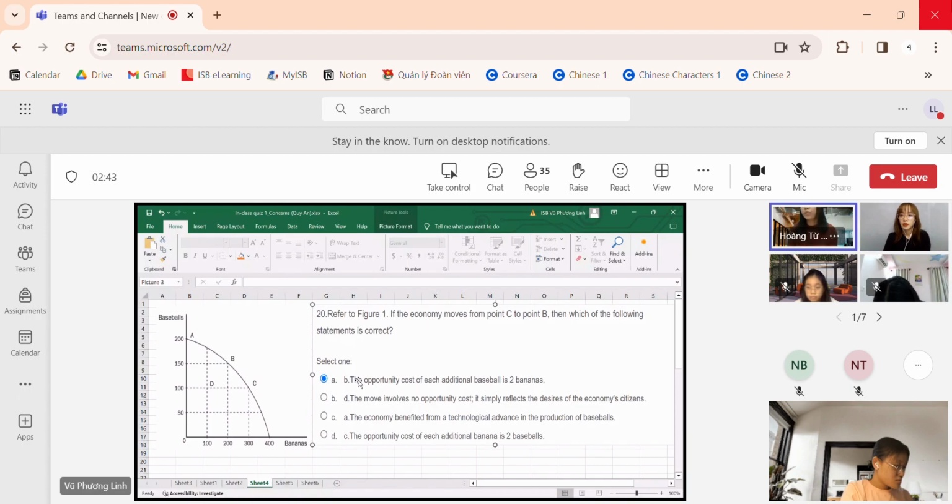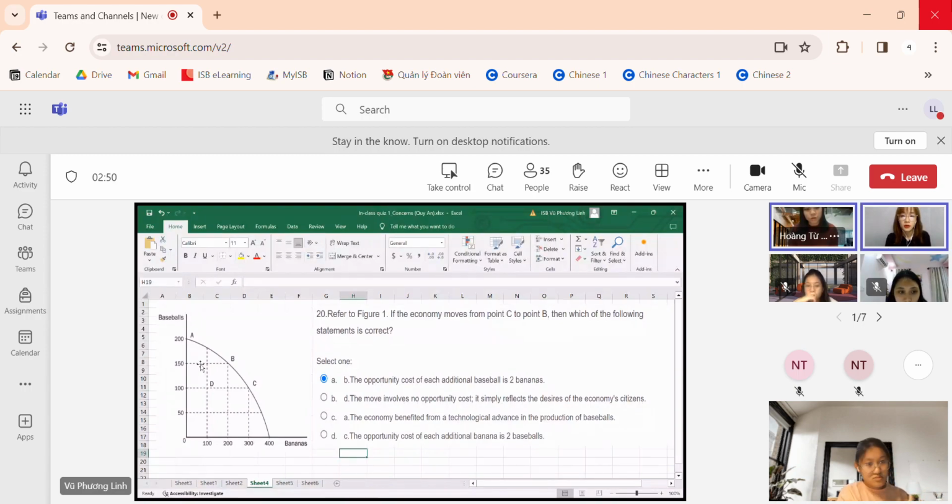That means we simply take 100 divided by 50, right? Opportunity cost, 100 divided by 50. But if we talk about from B to C, we take 50 divided by 100. It's just the point: C to B or B to C. Okay, right. So thank you for Thư's answer. All right, so no problem, Thư.